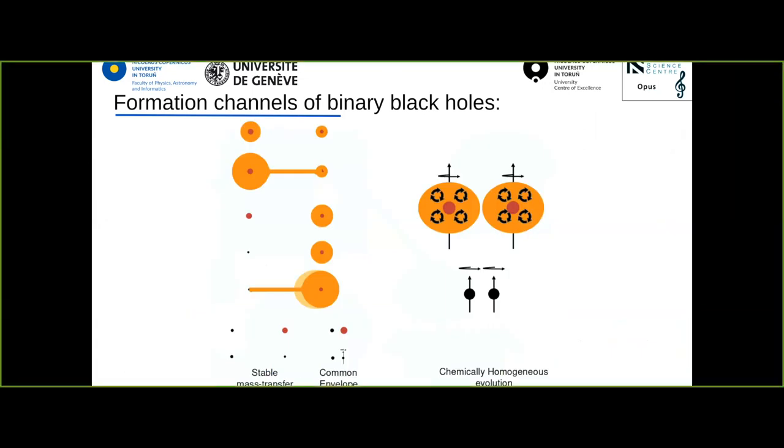This includes stable mass transfer, where one starts from a relatively wide binary, where the most massive star evolves first and becomes a supergiant. At this stage, it overfills its Roche lobe and loses its envelope via stable mass transfer. At the end of the stable mass transfer phase, it becomes a stripped helium star that soon collapses into a first-born black hole.